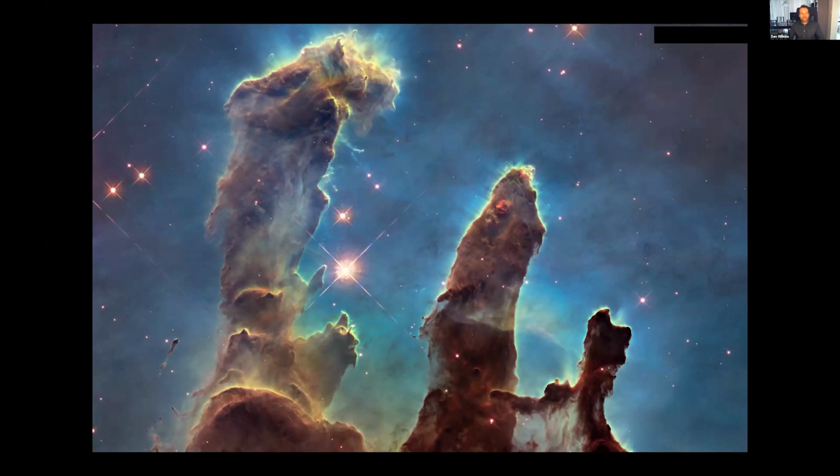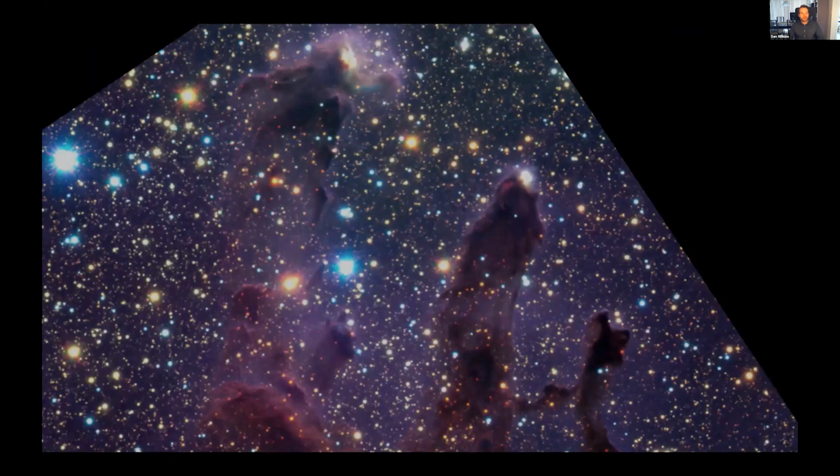All of that gas and the dust that surrounds it blocks the visible light. But if instead we look at infrared light that can pass through the dust and gas, we can see those new stars lighting up inside the cloud. This image was taken with NASA's Spitzer Space Telescope.